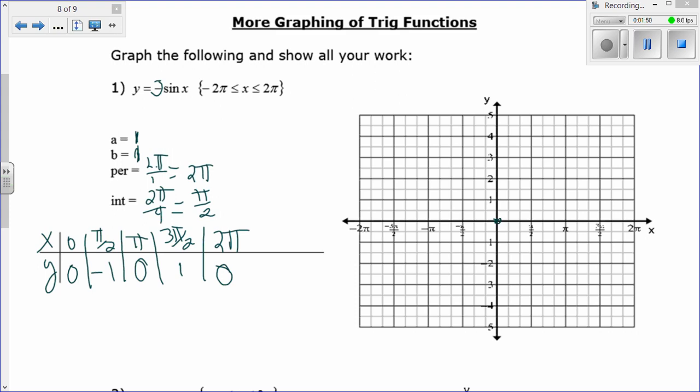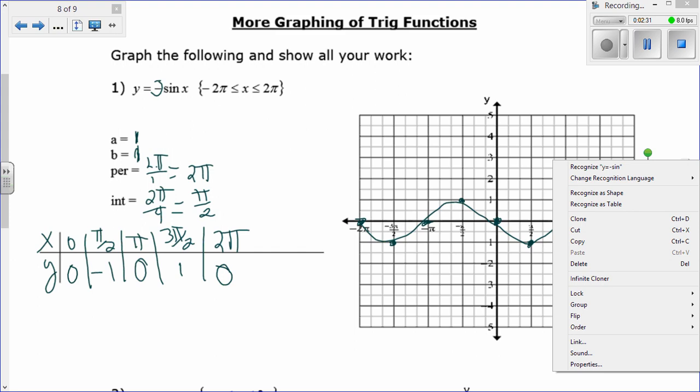So we have 0, 0. Pi over 2 would be negative 1. Pi would be 0. 3 pi over 2 is 1. And then 2 pi is 0. And I need this to go all the way to negative 2 pi. So I'm going to go back through, reflect it through the origin, because that's what sine does. Go up to 1, to 0, to negative 1, and back up to 0. And then connect my points in a nice smooth curve. And label my graph y equals negative sine x.